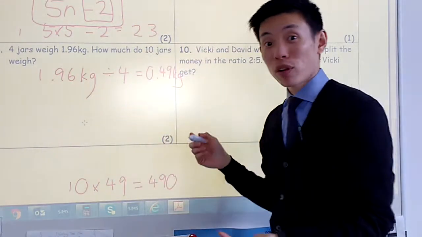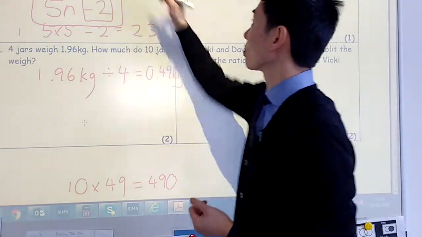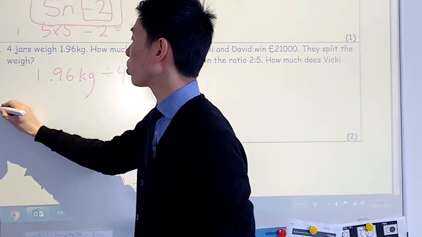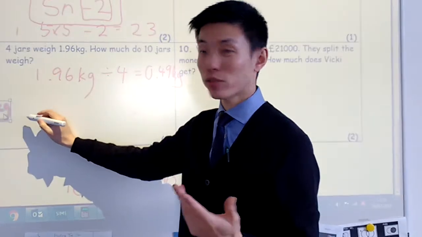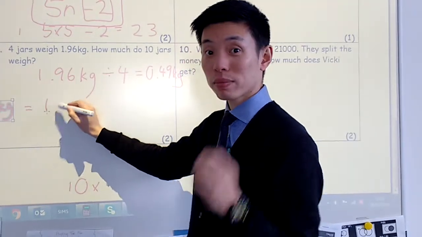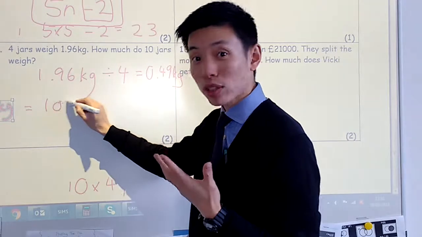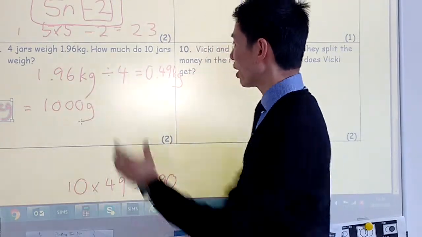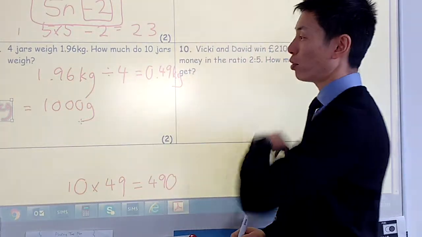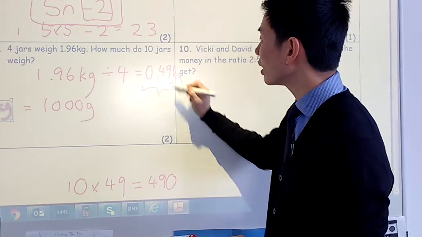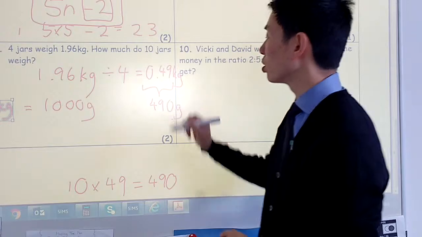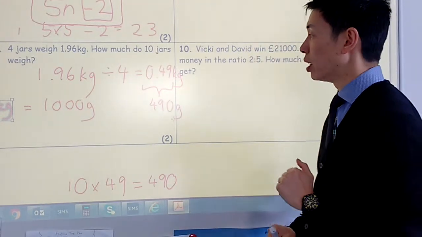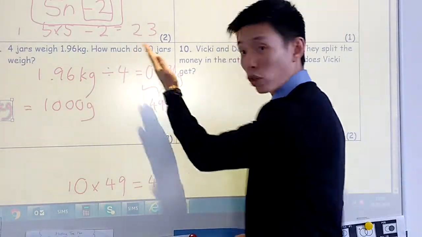What is 0.49 kilogram in grams? Okay, so 1 kilogram, and if you recall in lessons, I said 1K stands for 1,000. So therefore, if you times 1,000 by 0.49, 0.49 kilogram is actually 490 grams. Okay, so not 49 grams.